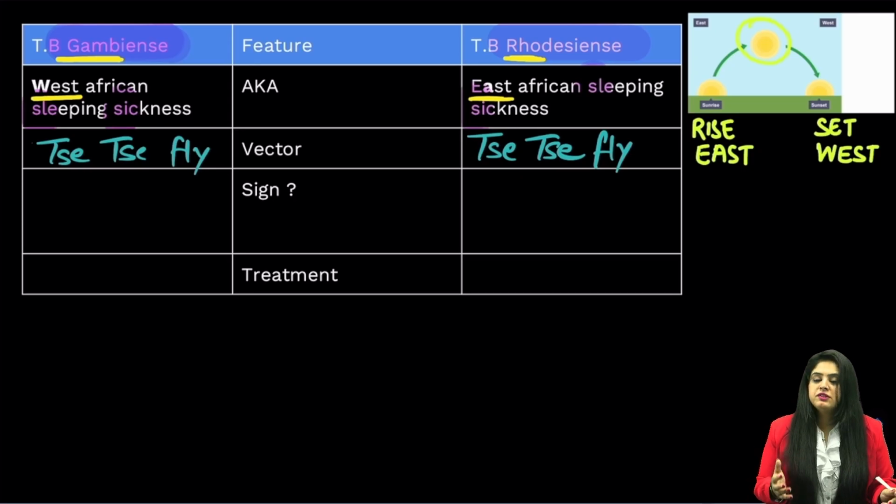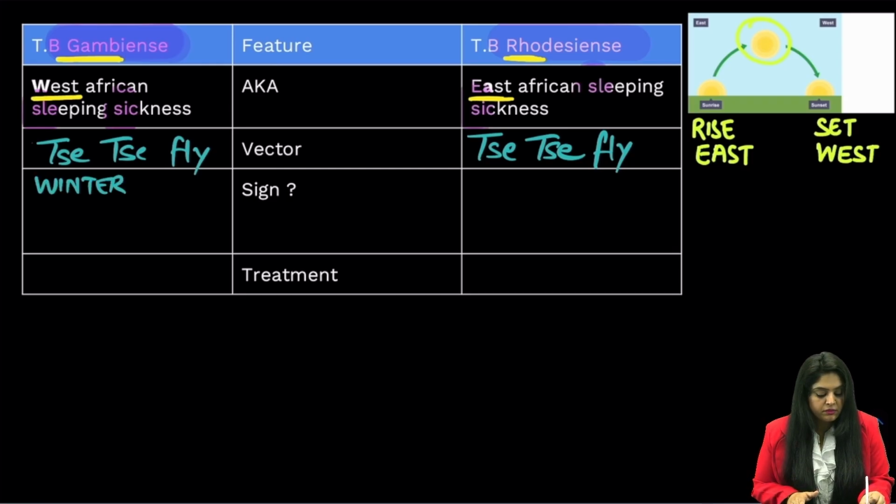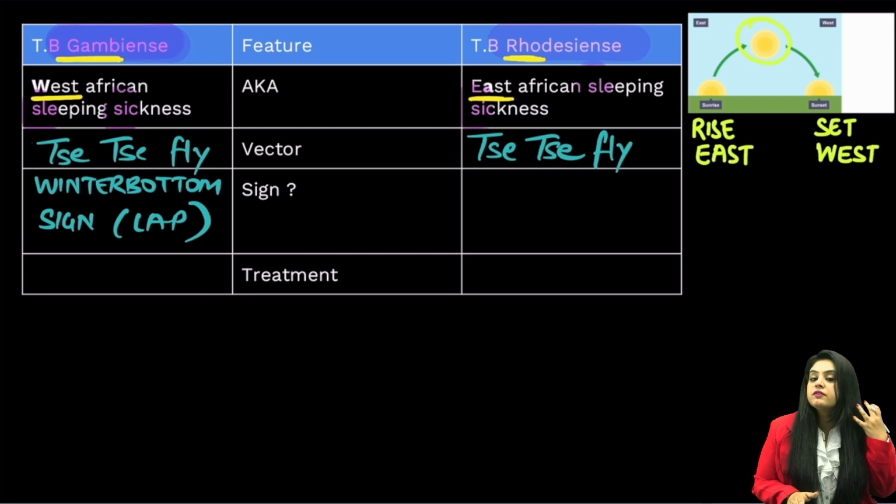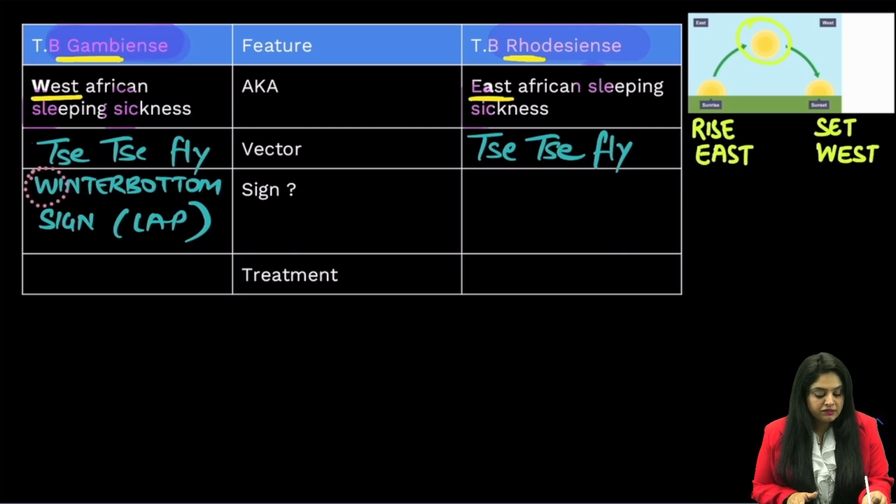How will the patient present? Of course, apart from having sleeping sickness, is there any sign? There's a very famous sign called the Winterbottom sign. What is Winterbottom sign? Firstly, Winterbottom sign is nothing but a case of lymphadenopathy. Patient will have big lymph nodes in the neck. But remember W for W. Winterbottom sign is seen in which African sleeping sickness? West African sleeping sickness. So W for W is again an expected question.